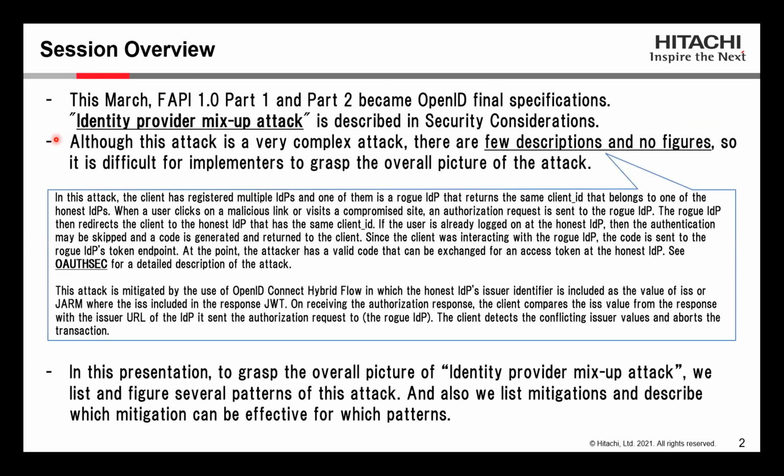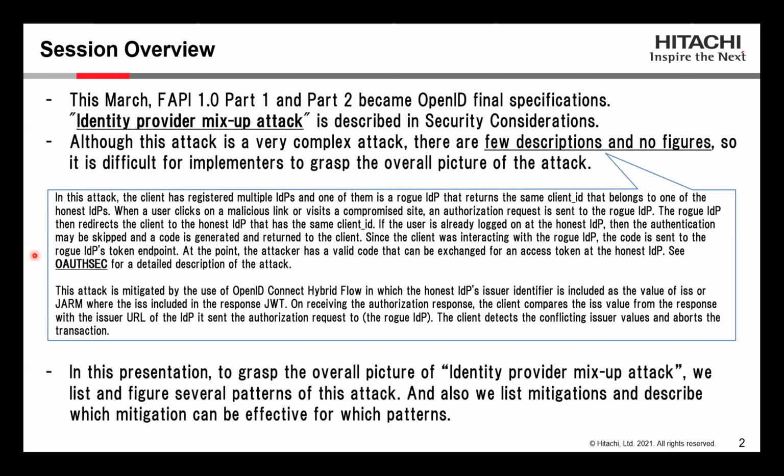This is today's session overview. This March, FAPI 1.0 Part 1 and Part 2 became OpenID final specifications. Identity provider mix-up attack is described in its security considerations. Although this is a very complex attack, there are few descriptions and no figures, so it is difficult for implementers to grasp the overall picture of this attack. This speech bubble shows all the sentences in which FAPI 1.0 describes the IDP mix-up attack.